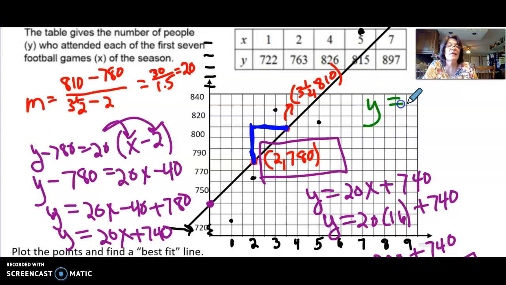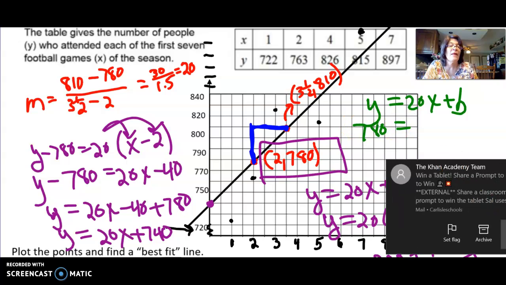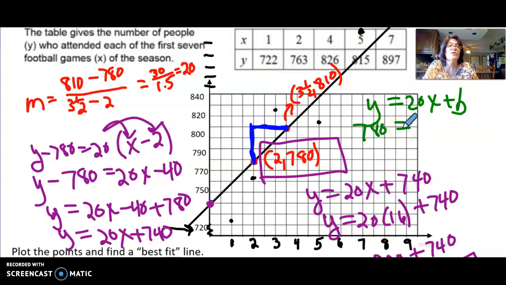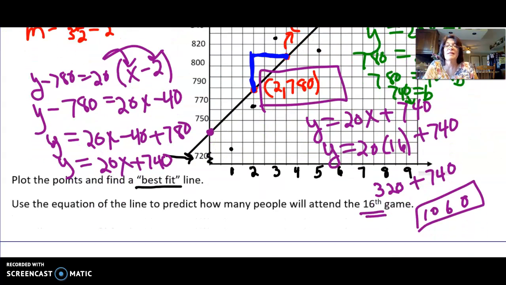You can say y equals mx plus b, and then you could have put 780 in for y, and you could have put 2 in for x. To find your b, you would have had 780 equals 40 plus b. You would have subtracted 40 from 780, and you would have gotten your y-intercept to be 740, just like I did. Okay, I don't care which way you do it, as long as it makes sense to you.